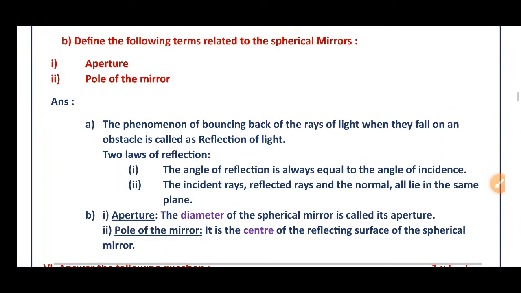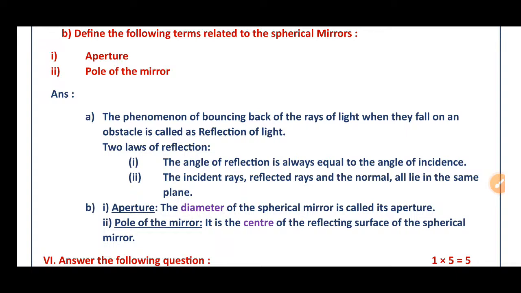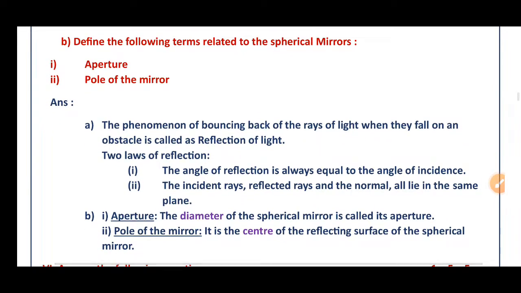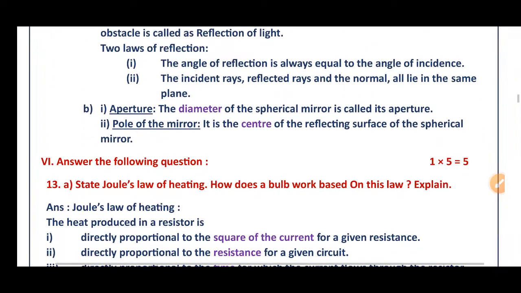And here for 2 marks, there is another question. Which one? Define the following terms related to spherical mirrors. First one is aperture and pole of the mirror. 1 mark questions. Aperture: the diameter of the spherical mirror is called its aperture. Then the second one, pole of the mirror. It is the center of the reflecting surface of a spherical mirror. It is called the pole of the mirror.